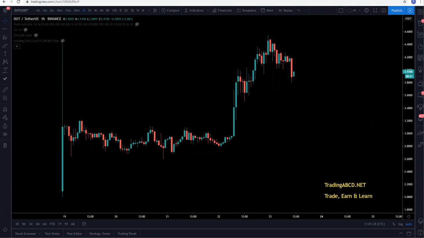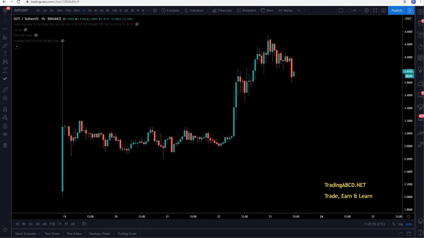Yesterday we got a nice move on DOT-USDT. This is a new coin, big capital, big volume, so it's typical to apply basic technical analysis methods on this one. So let's see.